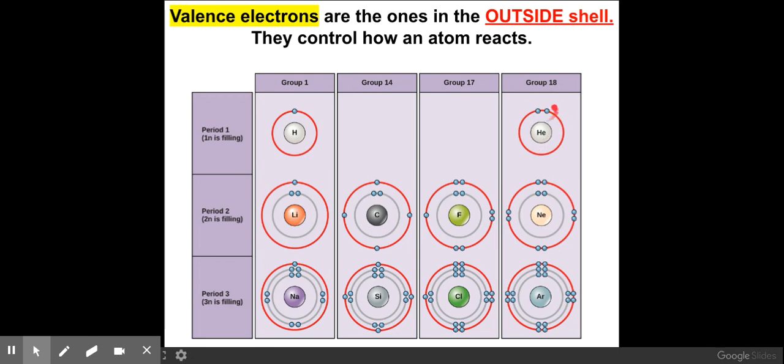These ones over here, helium, it has a full valence shell. That's the only one that's sort of like a mystery. Because it only fills up that one shell, it acts like it has 8. Okay, so these ones have 8, these ones have 8, so they are all full up.